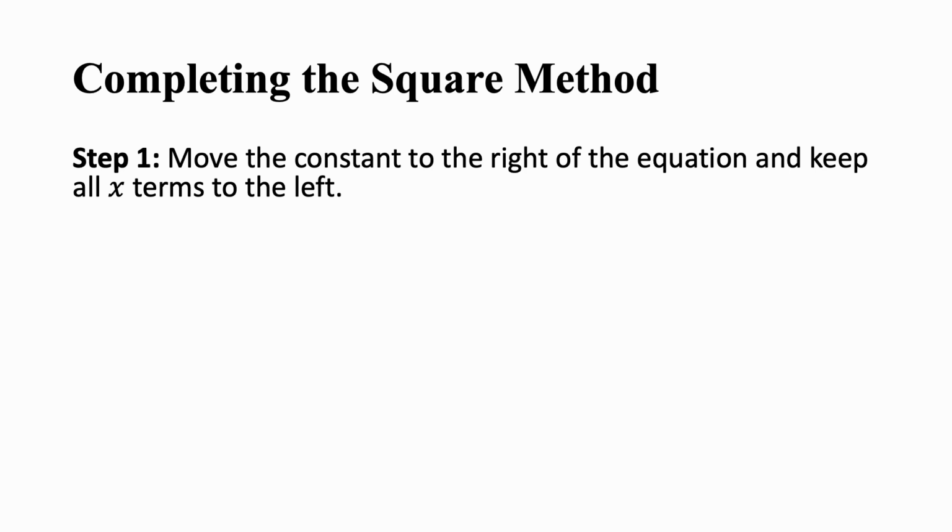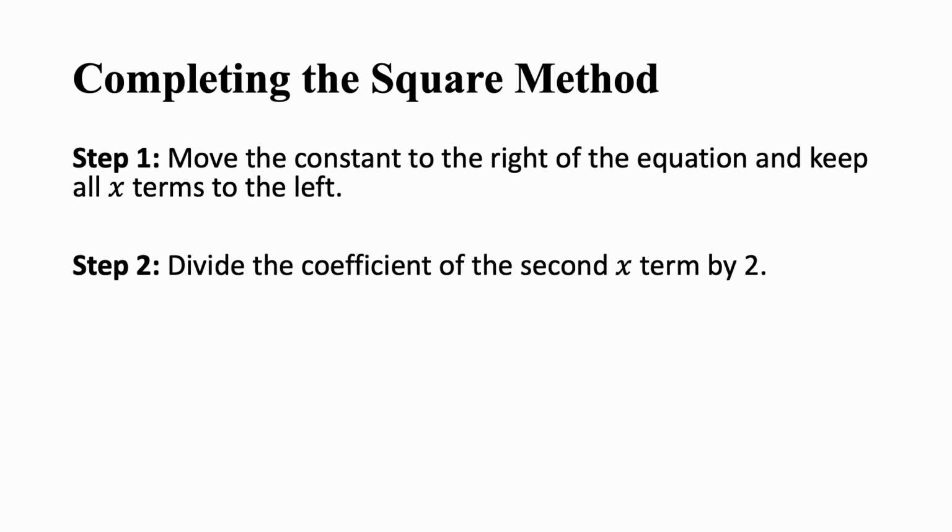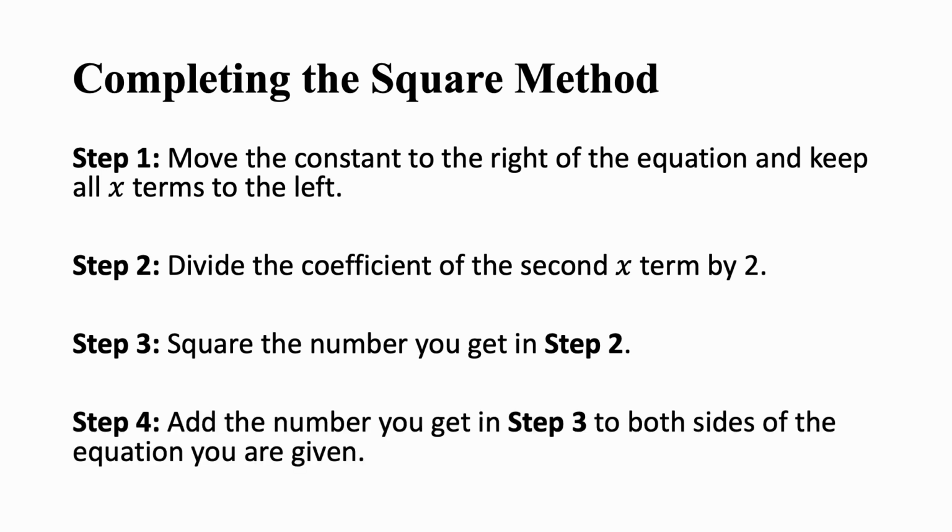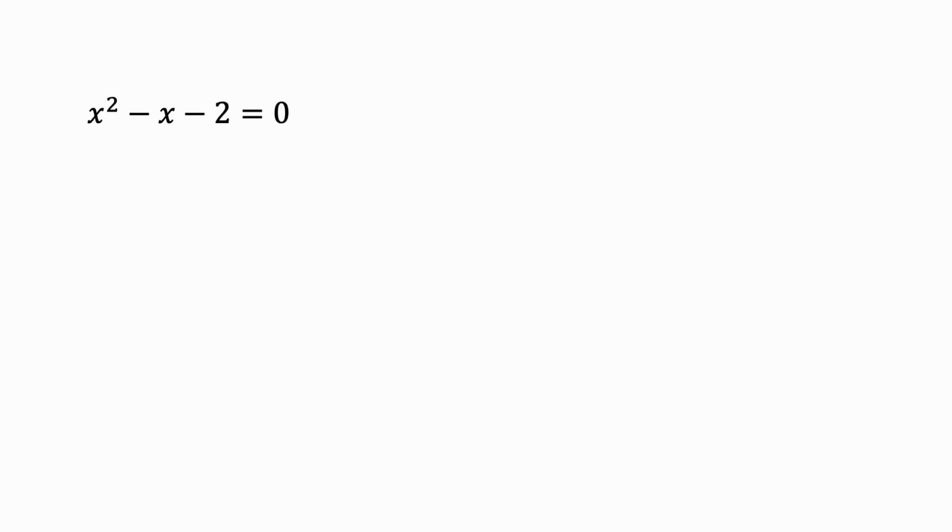The first step is to move the constant to the right of the equation and keep all x terms to the left. Step 2. Divide the coefficient of the second x term by 2. Step 3. Square the number you get in step 2. Step 4. Add the number you get in step 3 to both sides of the equation you are given. Let us carry out these steps before we continue with more instructions.